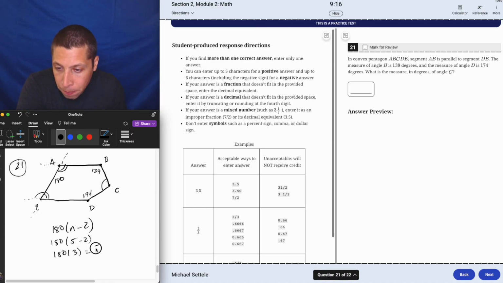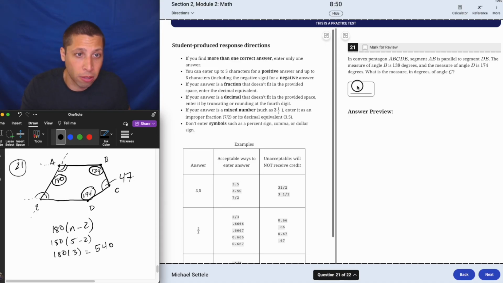540, okay. Now we have 180, 139, 174. Let's subtract all of those out. So 540 minus 180 minus 139 minus 174 leaves me with 47 for this.